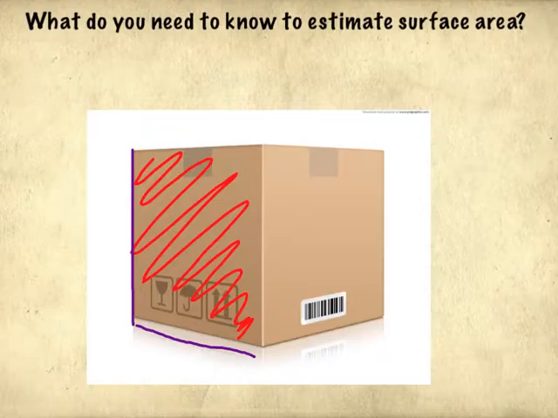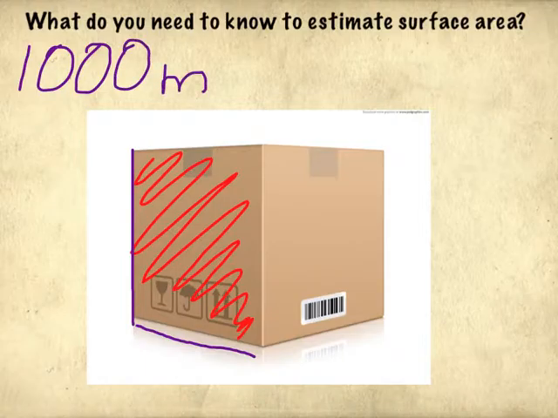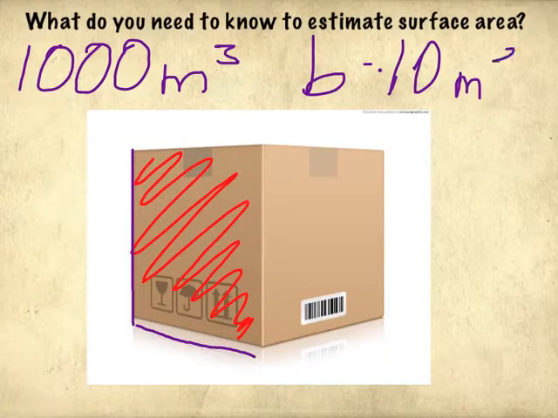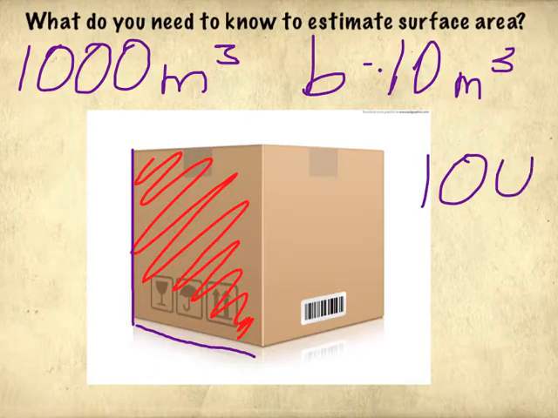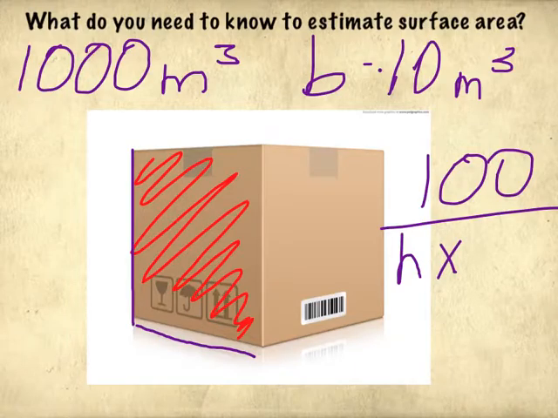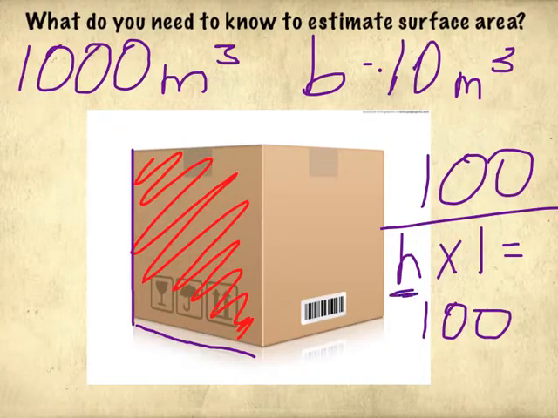So to estimate the surface area, it would be helpful if you knew the base and the volume, for example. Because if you knew that the volume of this thing was 1,000 meters cubed, and that the base was 10 meters, you could make a reasonable estimate. Because 1,000 divided by 10 gives you 100. You know that the height and the length have to equal 100 in that case. You can make some estimates based on that and use that to find the area.